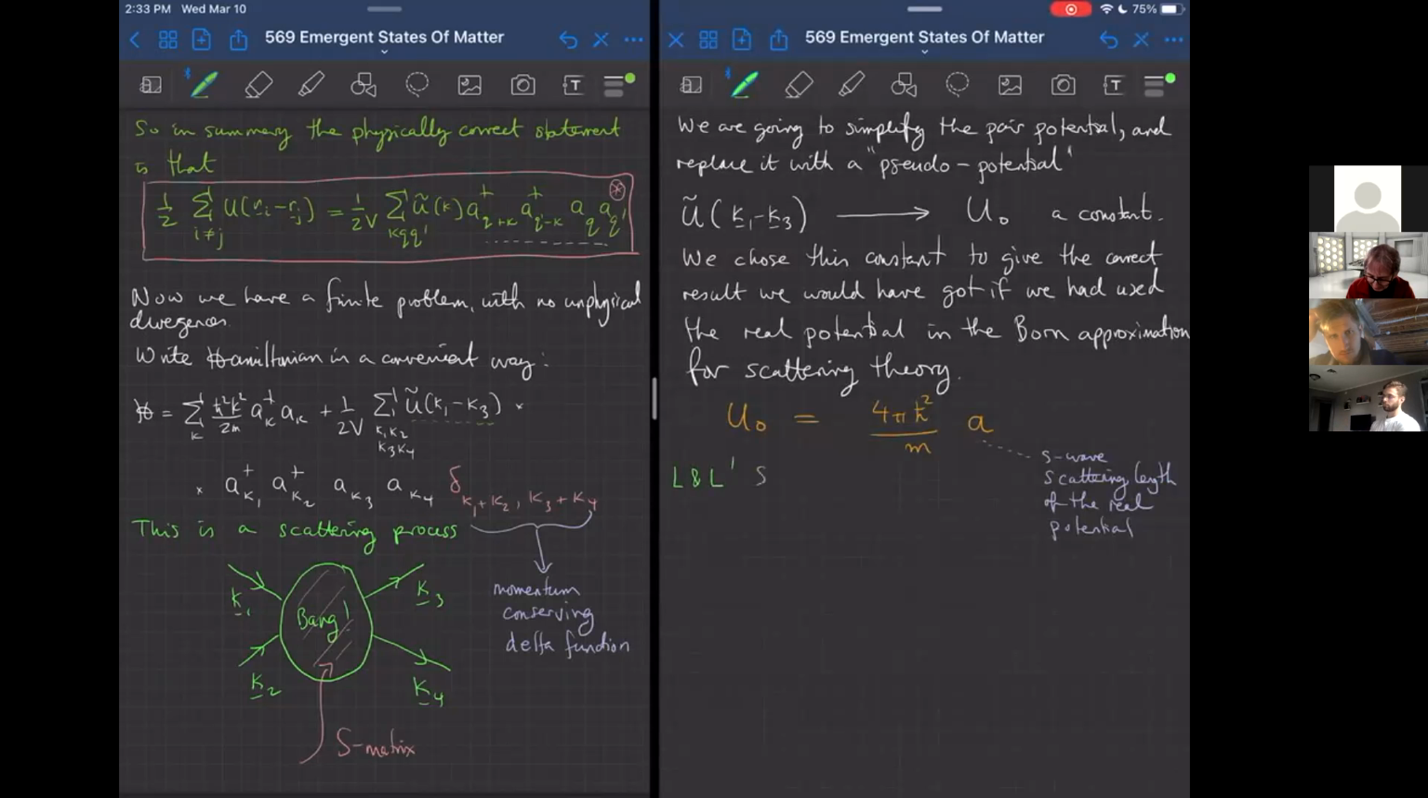Look in StatFiz, Statistical Physics, Volume 2, in Section 6. There's more than enough gory detail there. So that's the approximation we're going to make. We still have a lot of work to do, but the potential is now being simplified. So that's the statement of what we mean by a pseudo-potential.